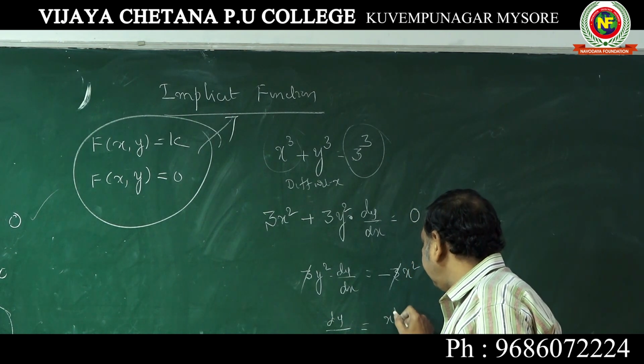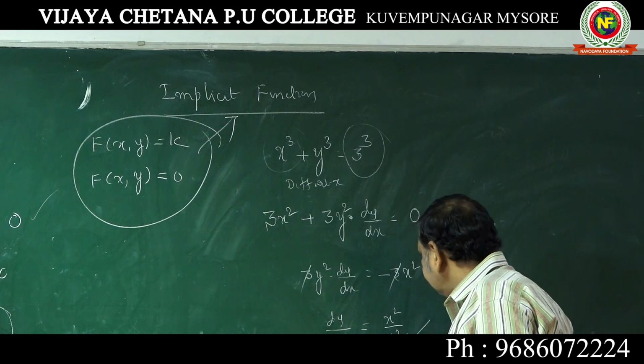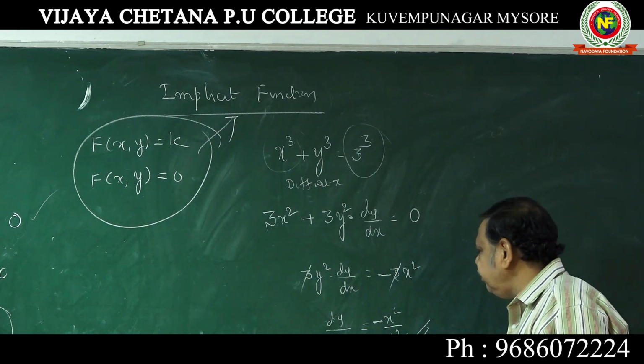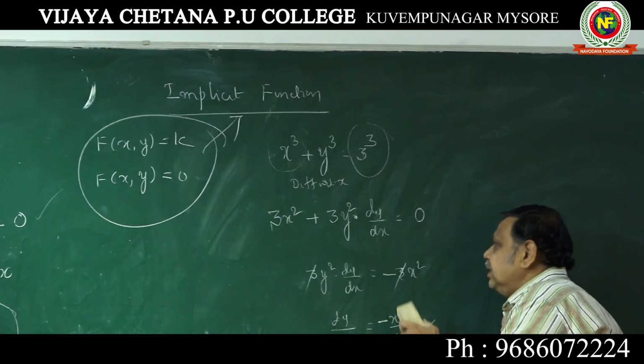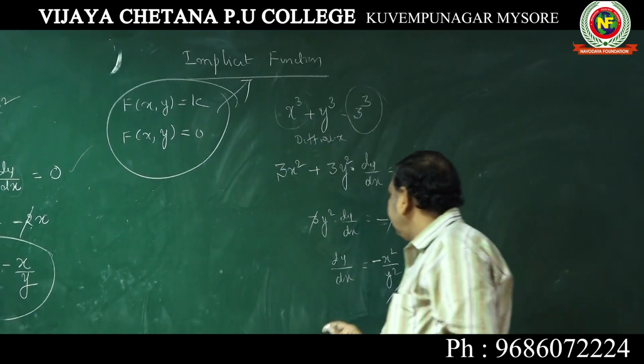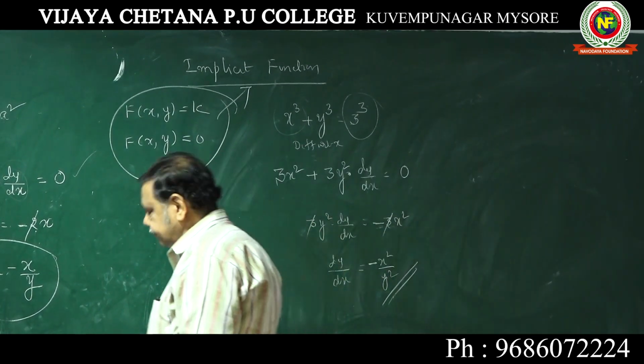So dy by dx is equal to minus, of course, sorry, minus is there. If you leave out the minus, you will lose all the marks. Minus is important here. Minus x square by y square is the answer.